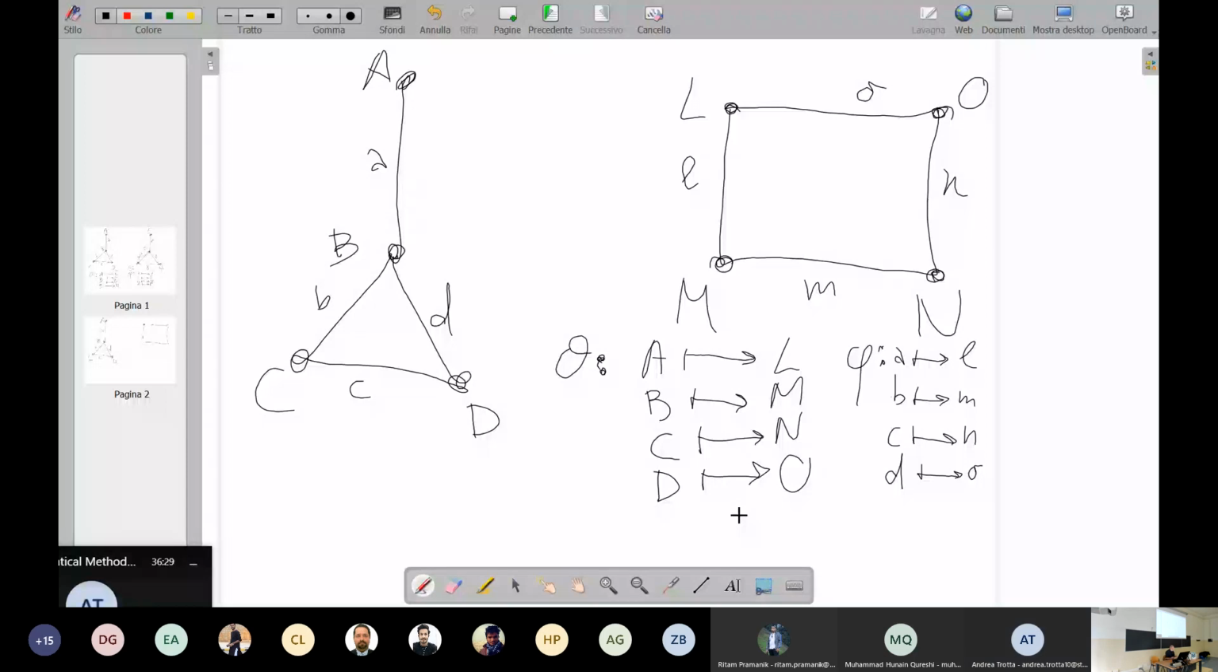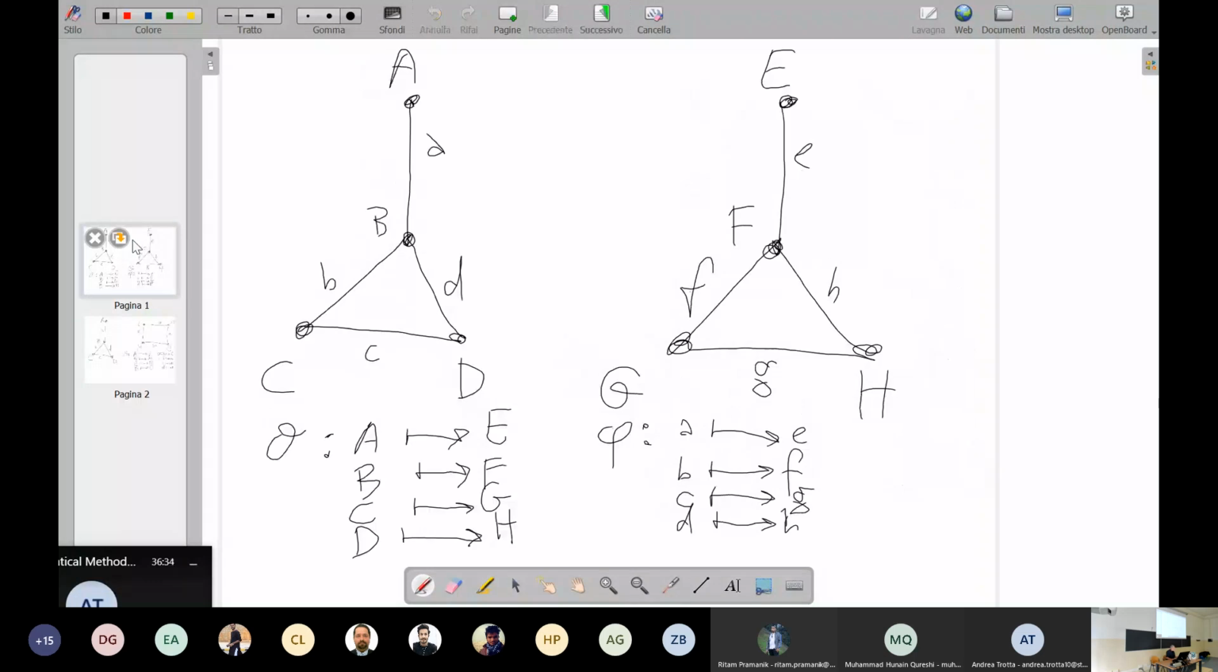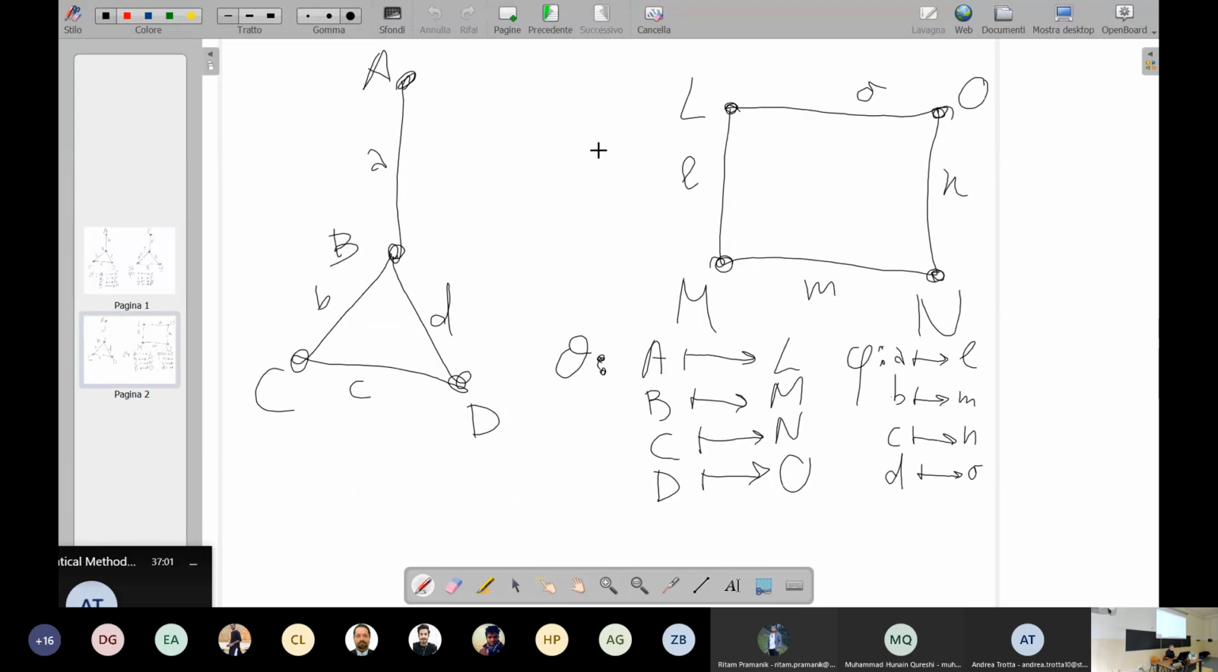You must have what I said before in this case. It's not enough to have bijections. You must have that if you take any edge here and take its corresponding edge in the other graph, to the two vertices ends of this edge there must correspond the two vertices which are the ends of the corresponding edge. Okay, this is not possible in this case.